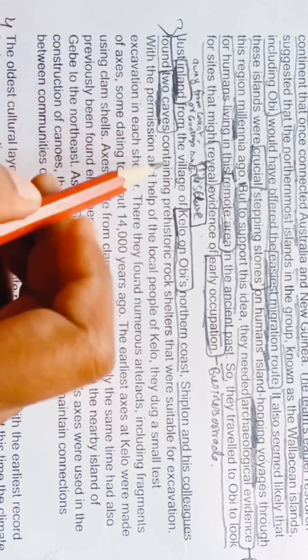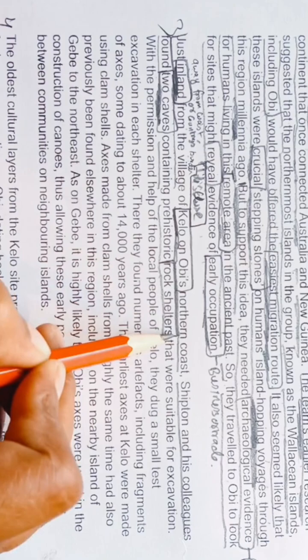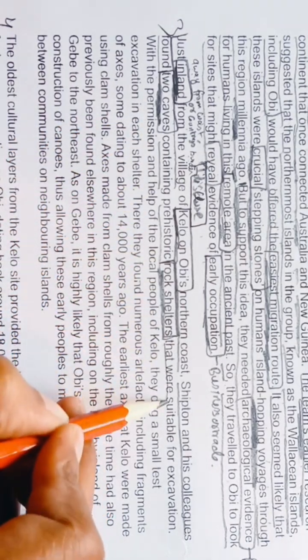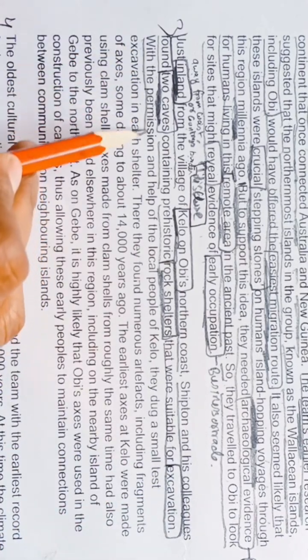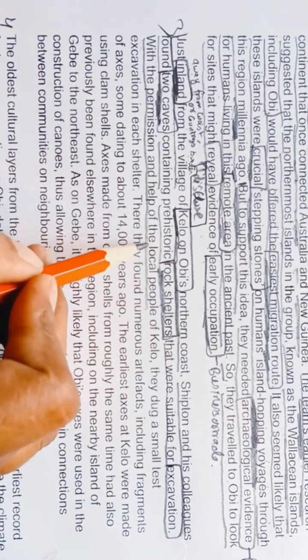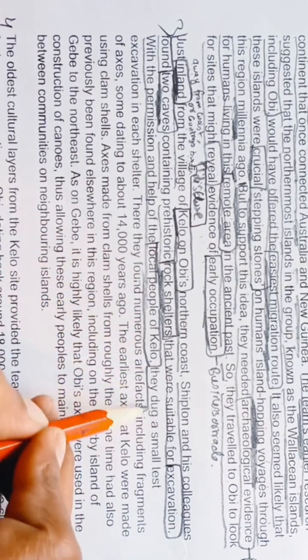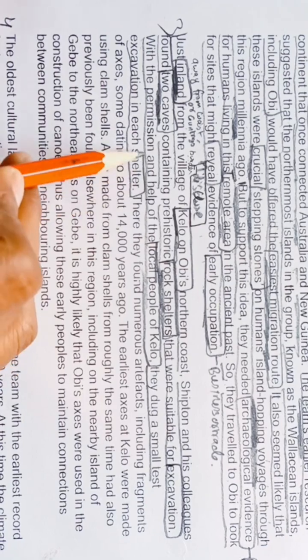Okay, found two caves containing prehistoric rock shelters. So this is our keyword, rock shelters. Two caves containing prehistoric rock shelters that were suitable for excavation. With the permission and help of the local people of Kilo, they dug a small test excavation in each shelter.